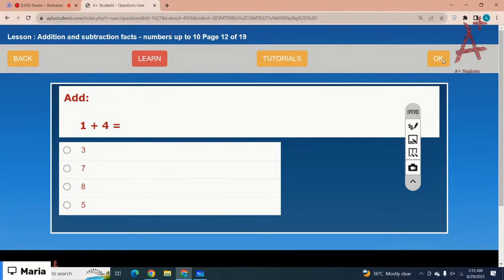4 plus 1, which is the correct option? You have to add. So 4 plus 1 equals 5.